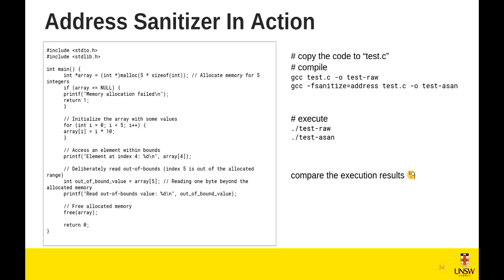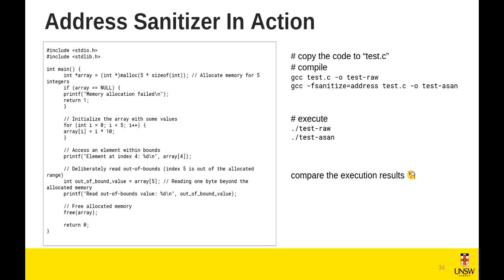And then we assign values to this array, starting from 0 all the way up to 40. And then we can print out the element at index 4, which is the last element of this 5-element array. And after that, we can do an out-of-bound read. So index 5 is actually out of the bound of this array.